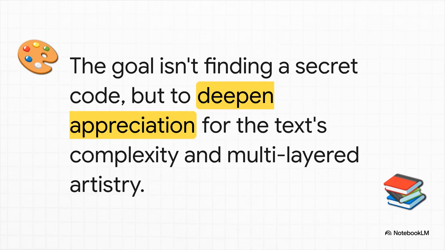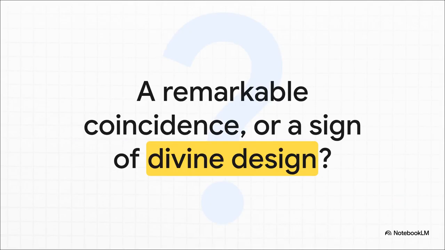So, what's the big takeaway here? Well, the goal of this kind of analysis for the people who do it isn't really about finding some kind of secret code. It's more about deepening one's appreciation for the text's incredible complexity and its multi-layered artistry. Which, of course, leaves us with the final massive question. We've seen thematic bookends, linguistic symmetry, and these numerical patterns that seem to just perfectly align with the text's structure. Are these simply remarkable coincidences that came out of centuries of analysis? Or are they signs of a deliberate, divine design? That's a question for you to ponder.